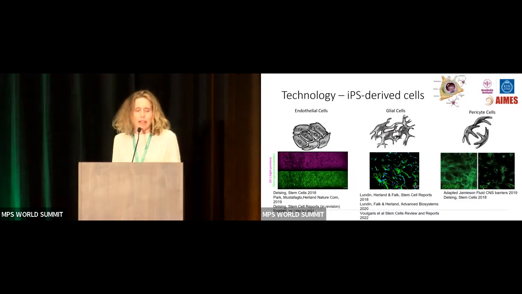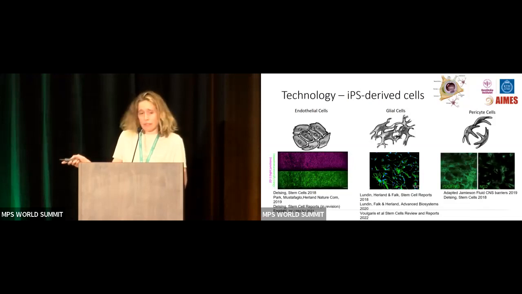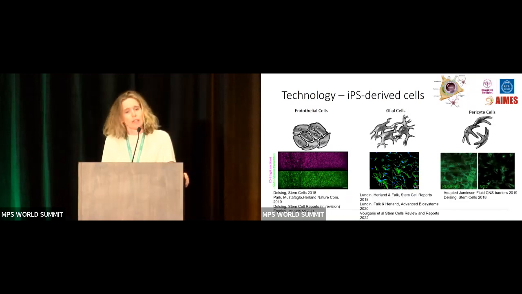So the different kinds of cells that we work on mostly when it comes to neurovascular units are, of course, the endothelial cells and the glial cells and the pericyte cells. We also do work with neuronal cells, but I won't go into them today.